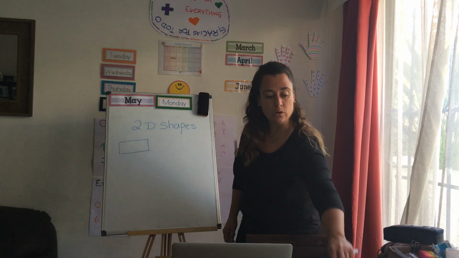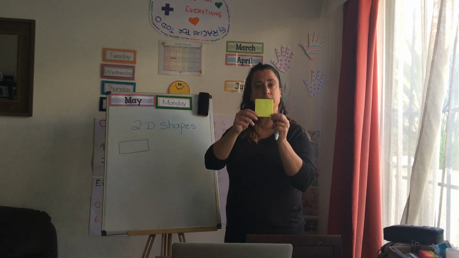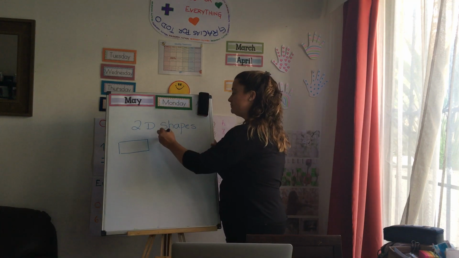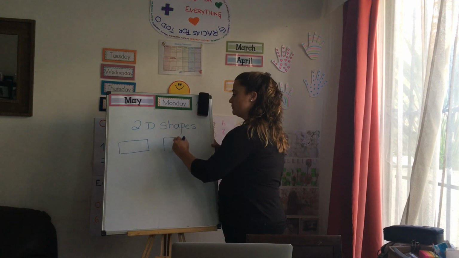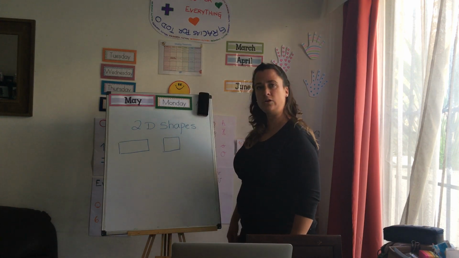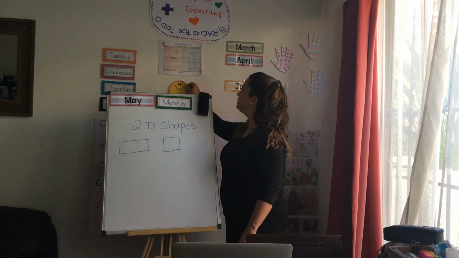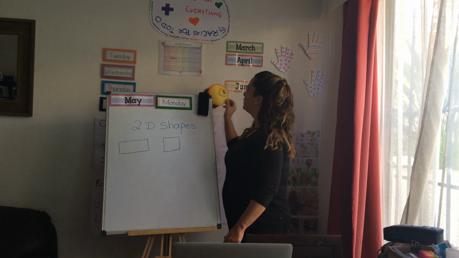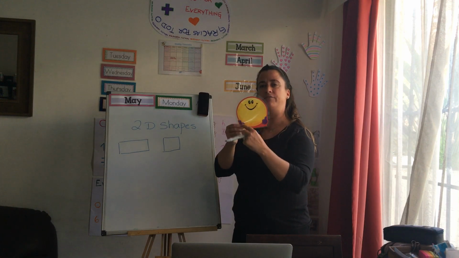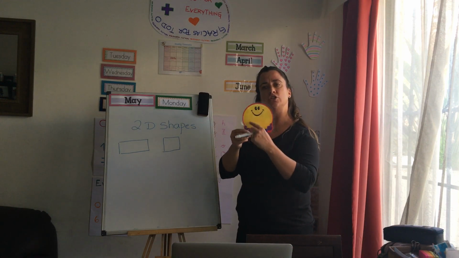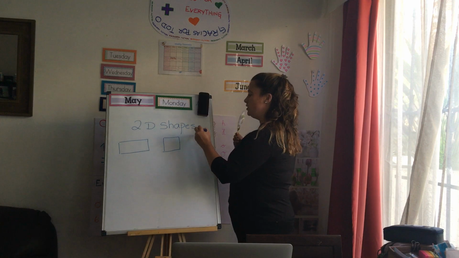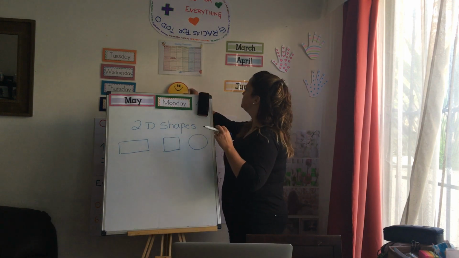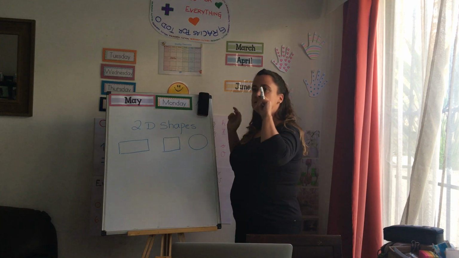Yeah? What shape is this? Fantastic. It's a square. Good. What about this one here? Let me take it down without breaking my wall. What about this happy face? What shape is it? Good job. It's a circle. Well done. It's a circle.